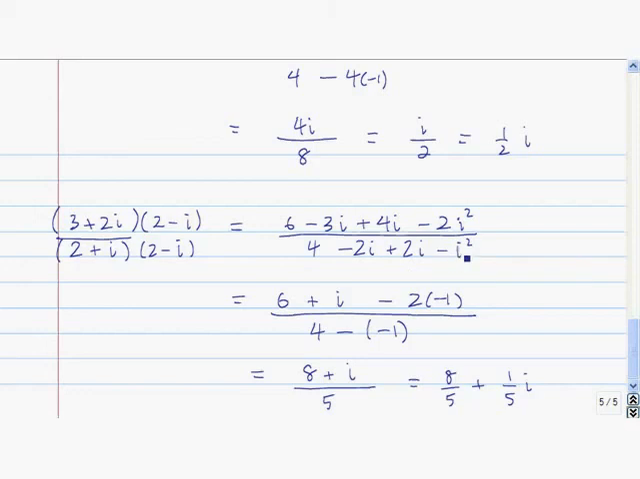We get minus i squared. i squared is simply -1. So then we have 6 combined with -2 times -1 gives us 8 plus this i. 4 minus a -1 is 5. And then we just break it up. 8/5 plus i/5 is really 8/5 plus 1/5 i.